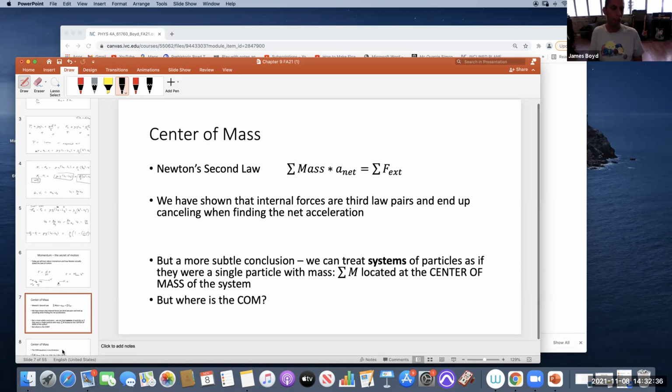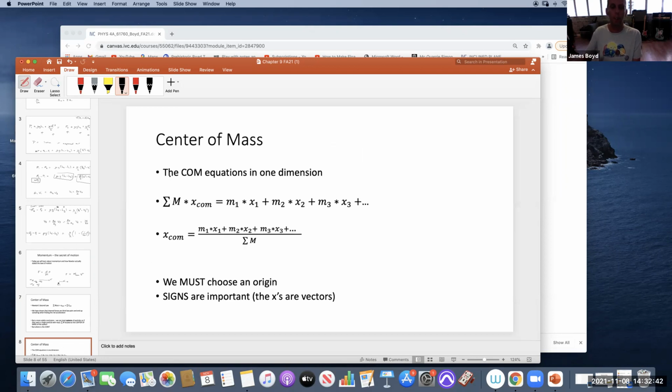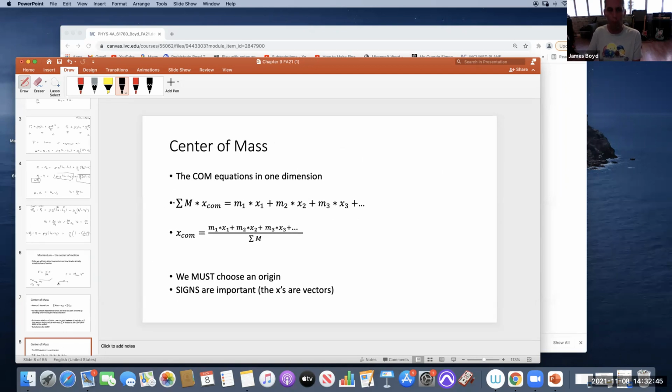As a first easy thing to understand, if we sum the masses and we multiply by the coordinate of the center of mass, we should get each individual mass and its location. This will make more sense in a minute, but in one dimension, the total sum of all the masses times the position of the center of mass is equal to each individual mass times its position, summed together.